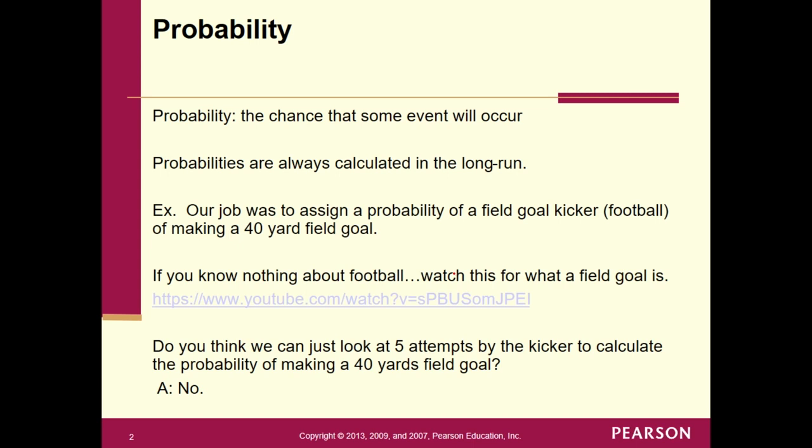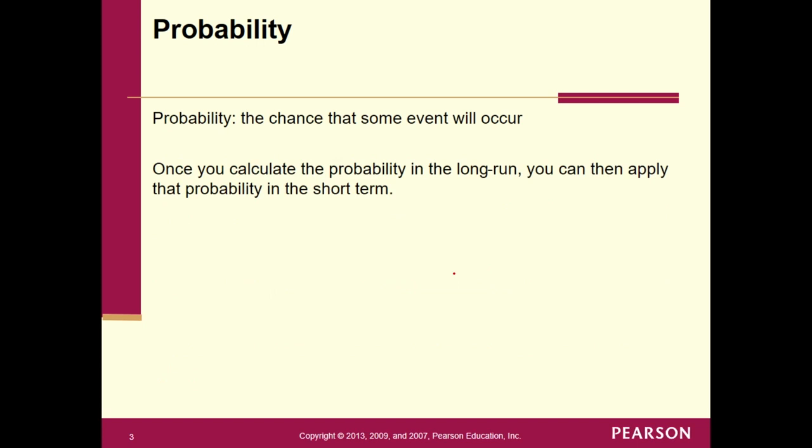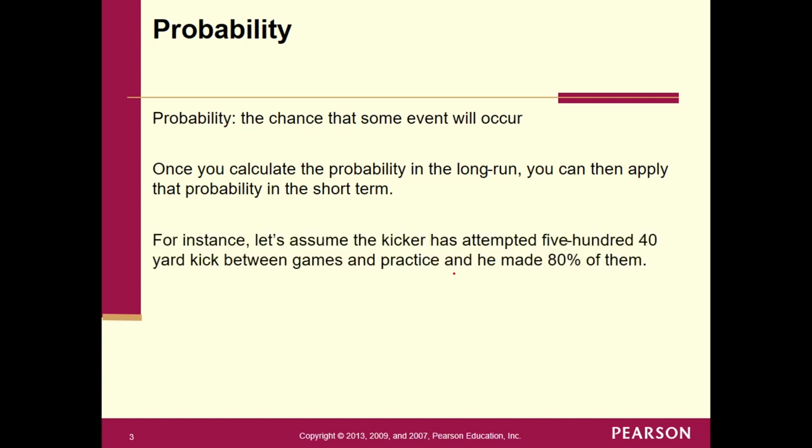To answer this question, you have to have more than 5 trials, right? So, let's say that you actually do know what the probability is in the long run. Then you can take whatever it was in the long run and apply it to the short term, okay? So, for instance, let's go back to our field goal kicker. Let's assume the kicker has attempted 500 40-yard field goals between games and practice, and he made 80% of them.